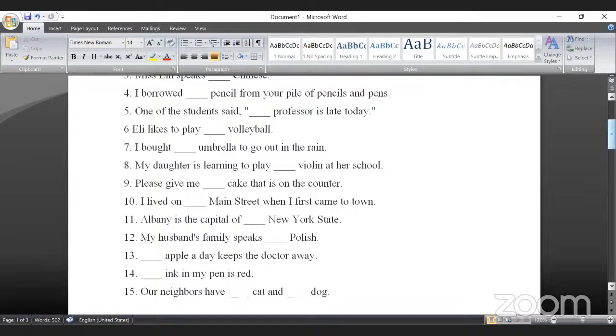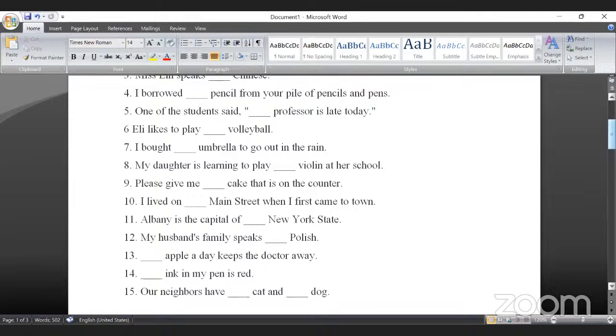It's the name of the roads, the name of the streets, the name of countries. Because they are very, very specific by themselves, you don't have to use any article to indicate their specificity. So there is no requirement of articles before names. So I lived on Main Street when I first came to town, not the Main Street. Okay.